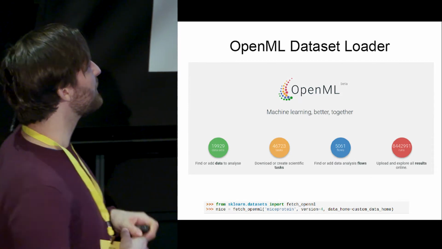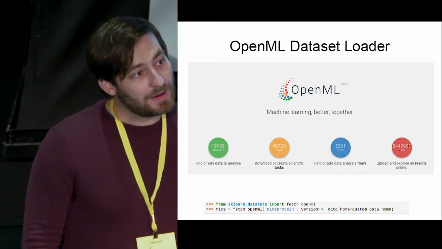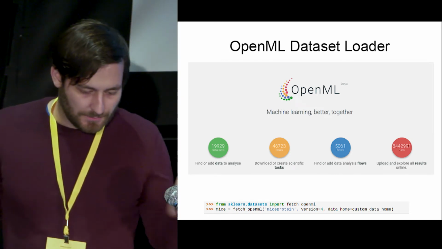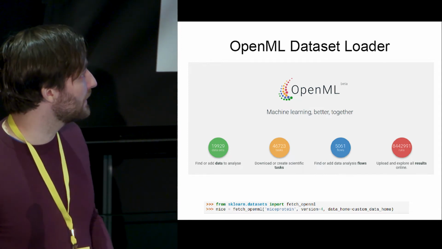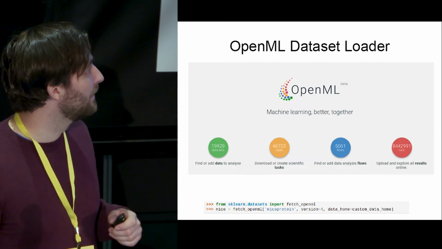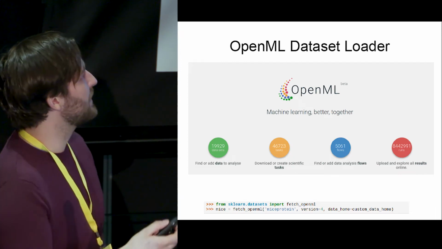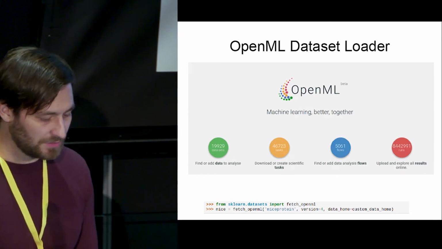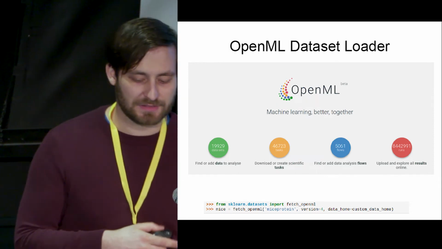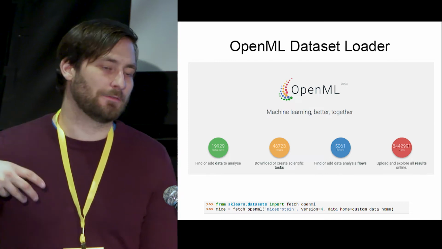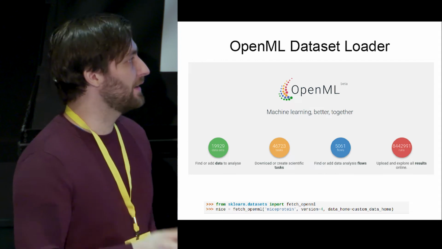Another thing, not related to preprocessing this time, that I'm very happy about is the OpenML dataset loader. OpenML is a platform that is run by some people mostly in the Netherlands and Germany that I'm collaborating with. It hosts a bunch of different datasets. Right now there are about 20,000 different datasets there. It also allows you to specify machine learning tasks on these and uploads the results of different machine learning algorithms run on these datasets.